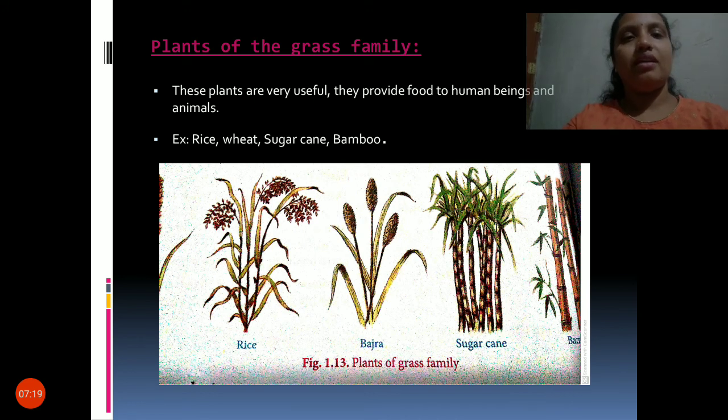And we have seen narrow-structured leaves. Okay, narrow-structured leaves. Understood? Rice, wheat, sugarcane, and bamboo, and there are still more. These are the grass family plants.